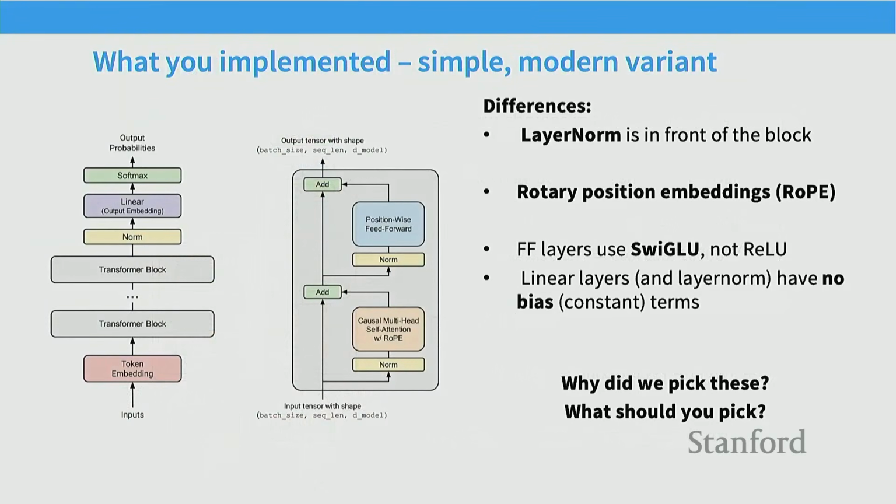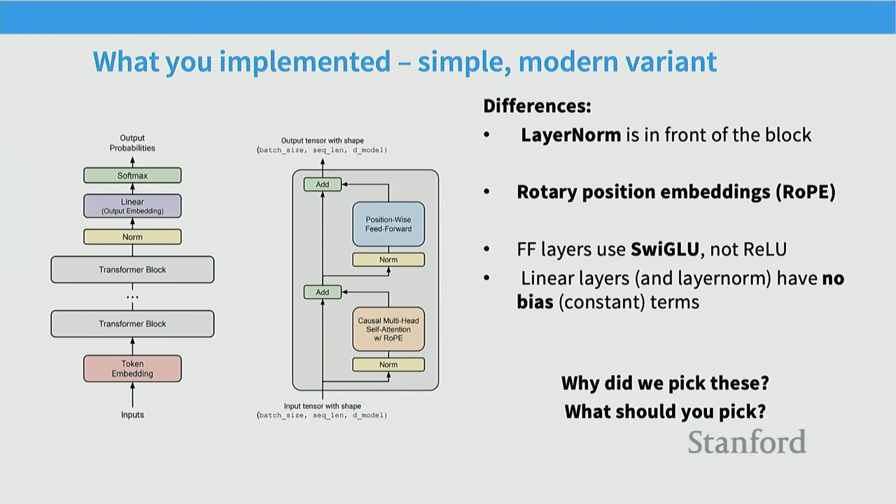So what you implemented is not the vanilla transformer variant from the original paper. We've modified a few things. We've put the layer norm in front of the block, so you can see on this slide that the norm is right before each of these blocks in the residual stream. We've asked you to implement rotary position embeddings. The feed-forward layers use something called a SwiGLU. And then linear layers now omit these bias terms. And you might ask, why have you forced us to implement this weird variant of a transformer instead of the original Attention Is All You Need transformer? And so we're going to go through some of those questions.